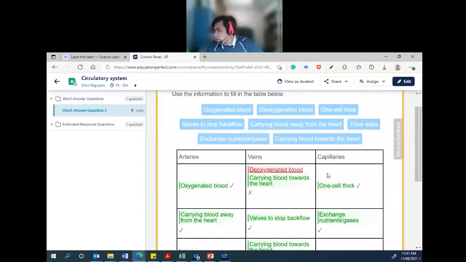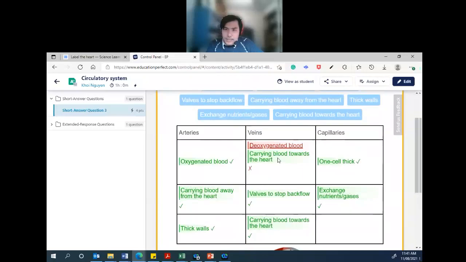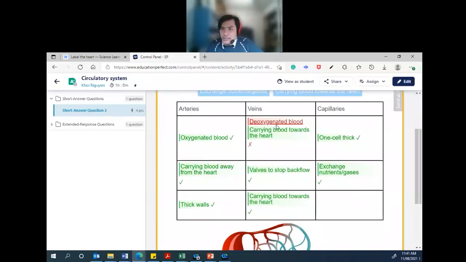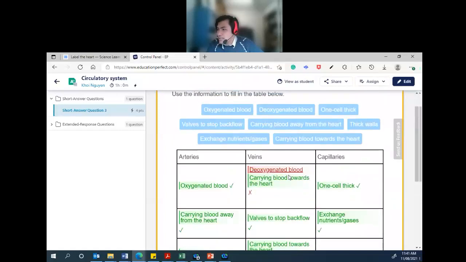Oh, wait, hang on. We got two. I think there's a mistake in the answer. That should be the deoxygenated blood. But we all got it correct there. Okay, that should have been the oxygenated blood.